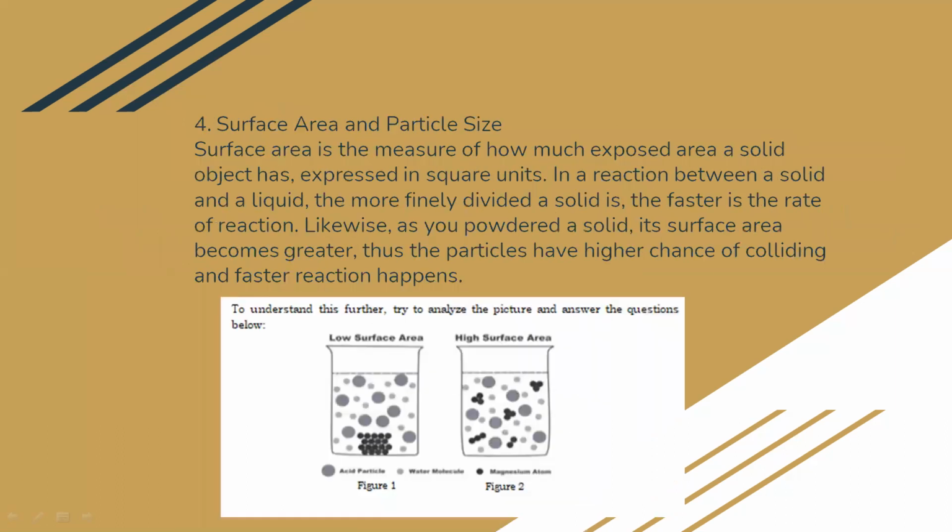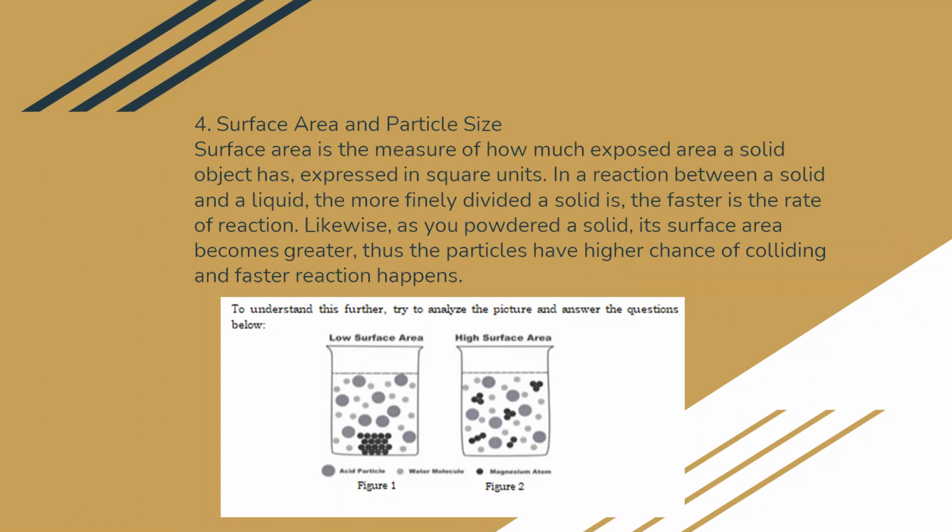Number four, surface area and particle size. Surface area is the measure of how much exposed area a solid object has, expressed in square units. In a reaction between a solid and a liquid, the more finely divided a solid is, the faster the rate of the reaction. Likewise, as you powder the solid, its surface area becomes greater. Thus, the particles have a higher chance of colliding and a faster reaction happens.